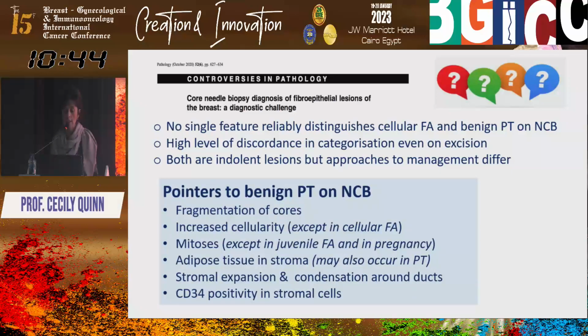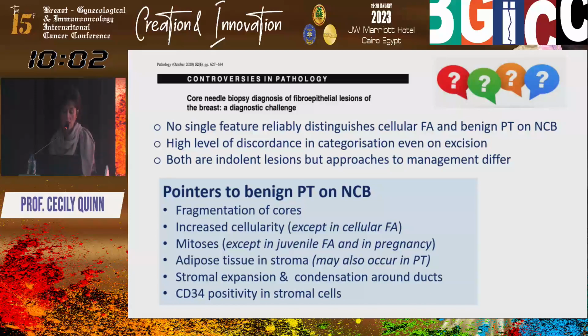So the pointers that he gives to making a diagnosis of a benign phyllodes on core are fragmentation of the cores, and that is because if the lesion is cystic and the radiologist goes in with a needle, they get fragments of the lesion, whereas in a fibroadenoma they get a nice core or more of tissue. Increased cellularity, except obviously in cellular fibroadenoma. Mitoses may be present, but they're obviously not very frequent. But again, of course, we can see these in some fibroadenomas. Adipose tissue, stromal expansion, condensation around ducts, and CD34 positivity can be helpful.